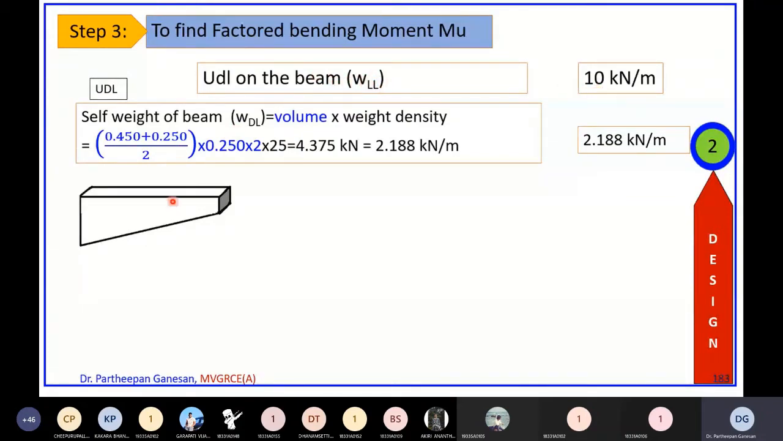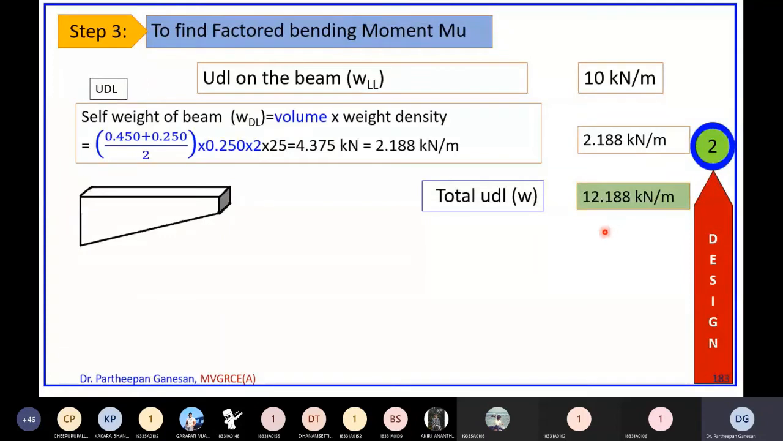Self weight of the beam is given as 2.1. You calculated 2.188 kilonewton per meter. So total UDL, you add these together, is 12.188 kilonewton per meter. That is the total UDL, and that is only the service UDL. I am not putting WU, I am only writing a small w right there.